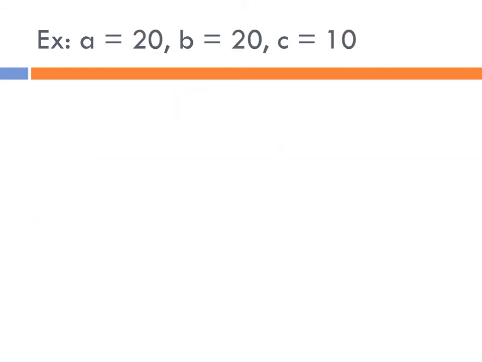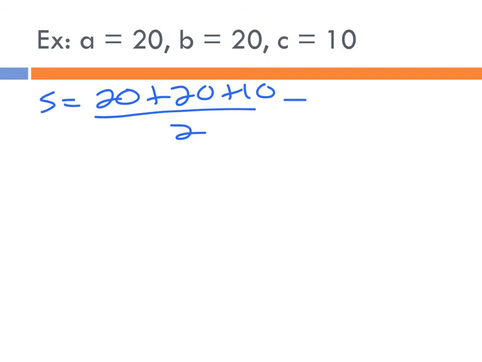Alright, so one more example of how to use Heron's formula. We're going to go ahead and find s first. And again, s is adding up all the sides and dividing by 2. So 20 plus 20 plus 10, all divided by 2, gives me 25 for my s value.